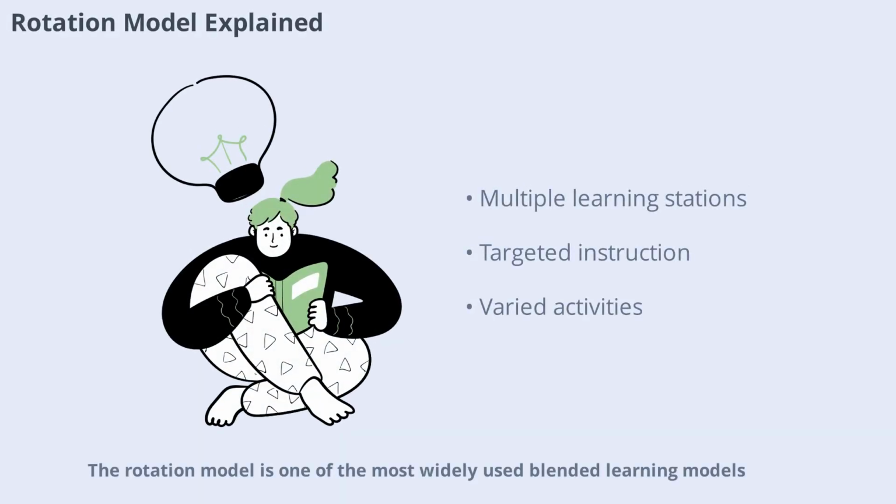The rotation model is one of the most widely used blended learning models. In this approach, students rotate between different learning stations, which may include online learning, small group instruction, and independent work. This model allows teachers to provide targeted instruction and support while students benefit from a variety of learning experiences. It also helps maintain engagement by breaking up the routine and offering diverse activities throughout the day.